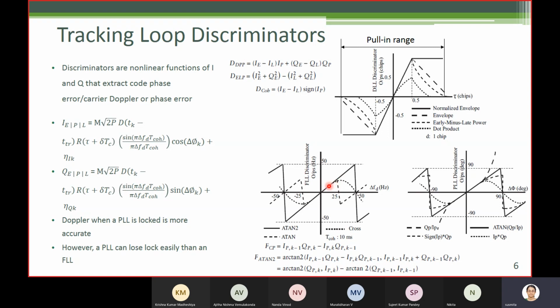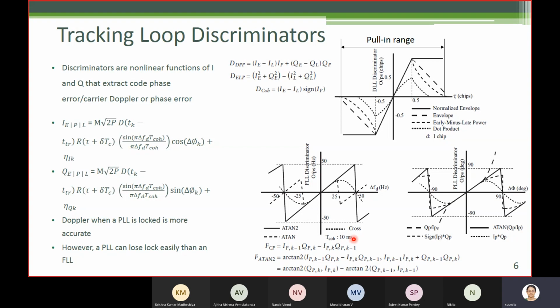As tracking progresses, this can be increased. Increasing this means you are narrowing down the pulling range. Why would you want to do that? Because the lower the coherent integration time, it can be shown that the higher is the noise. In all these outputs, we have not included the effect of noise. These are all clean discriminator outputs, meaning we do not have the contribution from the noise terms. We have just considered this one and this one.